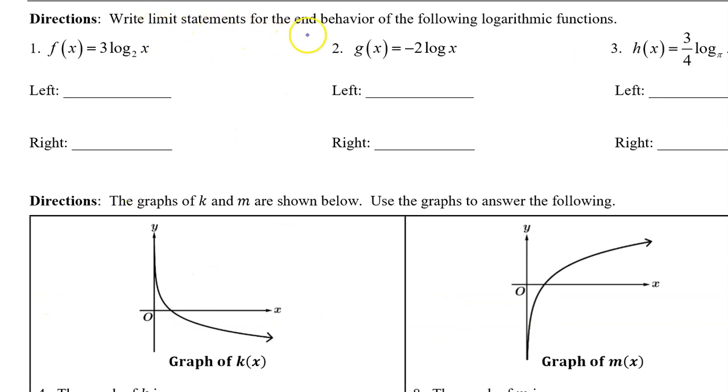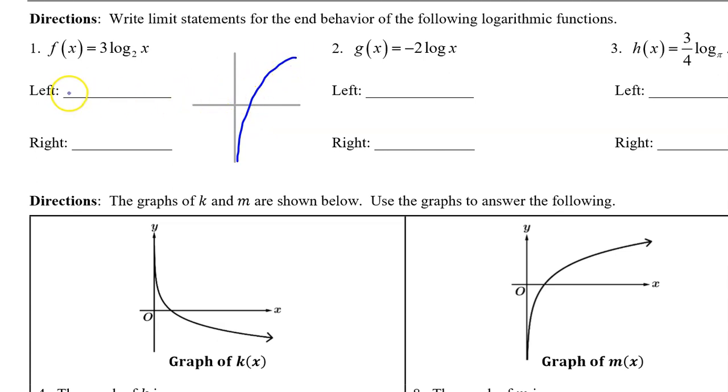Write limit statements for the end behavior of the following logarithmic functions. We need to start by sketching a graph for number 1. For logarithmic functions, the y-axis is the asymptote. When the a value is positive, it's going to be increasing like this. So that's the way the graph will look.